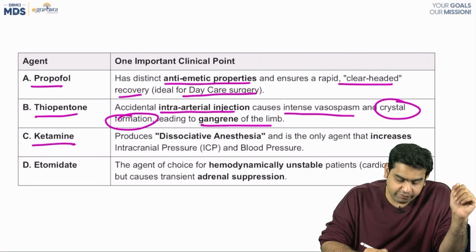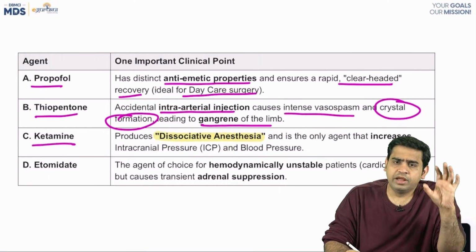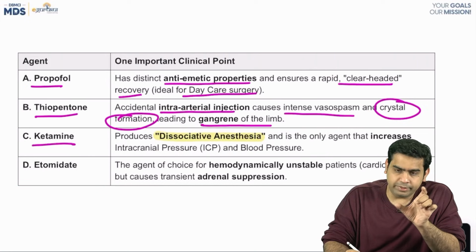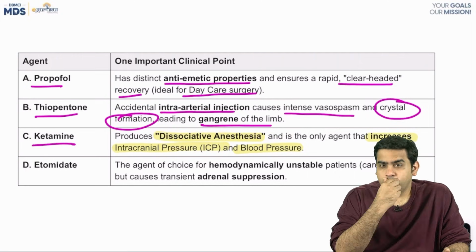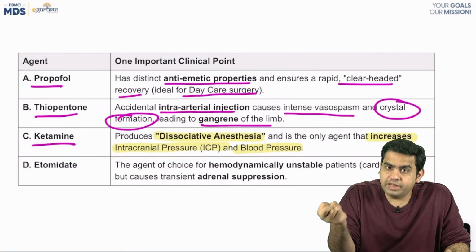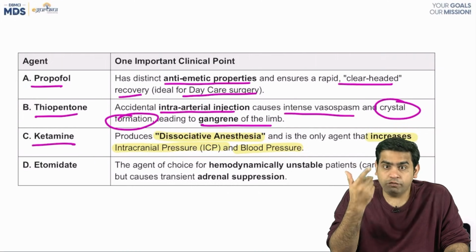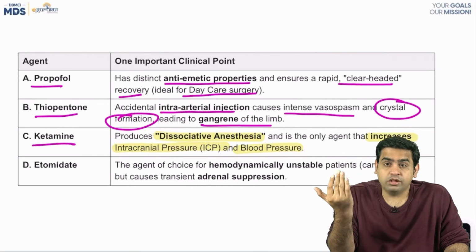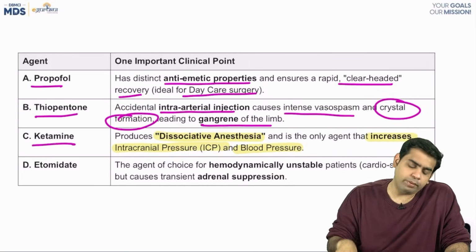Ketamine, very, very important anesthetic agent. It causes dissociative anesthesia. So just remember at your level, dissociative anesthesia is associated with ketamine. The agent increases the intracranial pressure and the blood pressure. So if they ask you, for a patient of trauma, would you prefer ketamine? Yes, because that helps you in increasing the blood pressure. But if they ask you, you want to perform a brain surgery, would you prefer ketamine? No, because it increases the intracranial pressure. Are you understanding my point? These are the few things which you need to remember about ketamine.